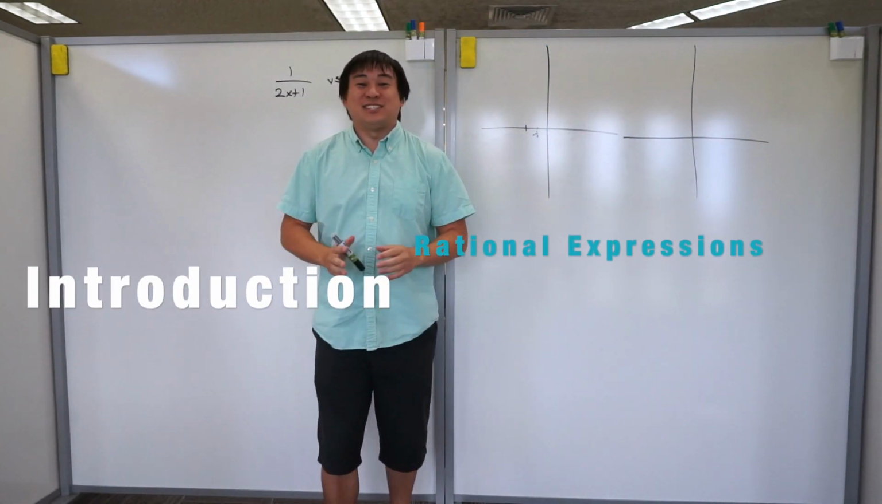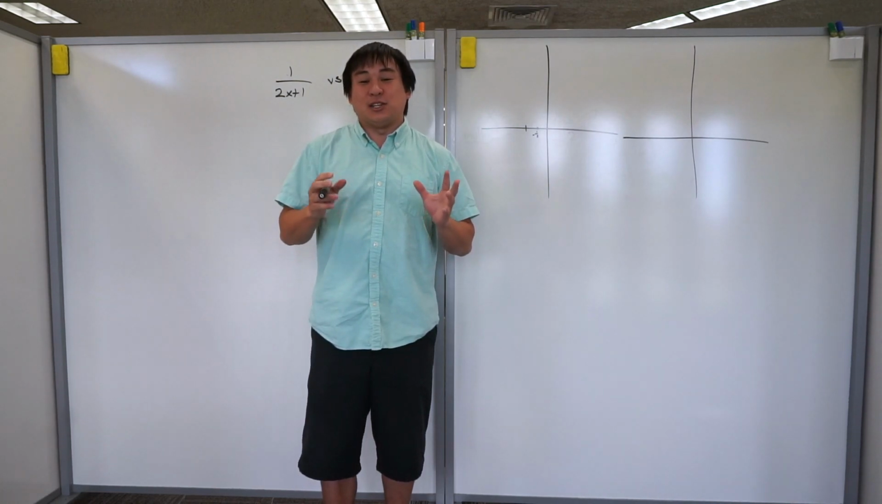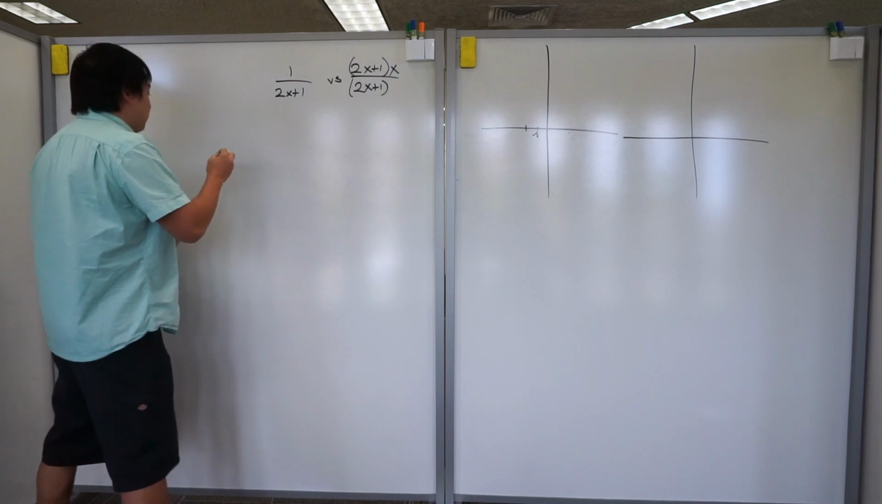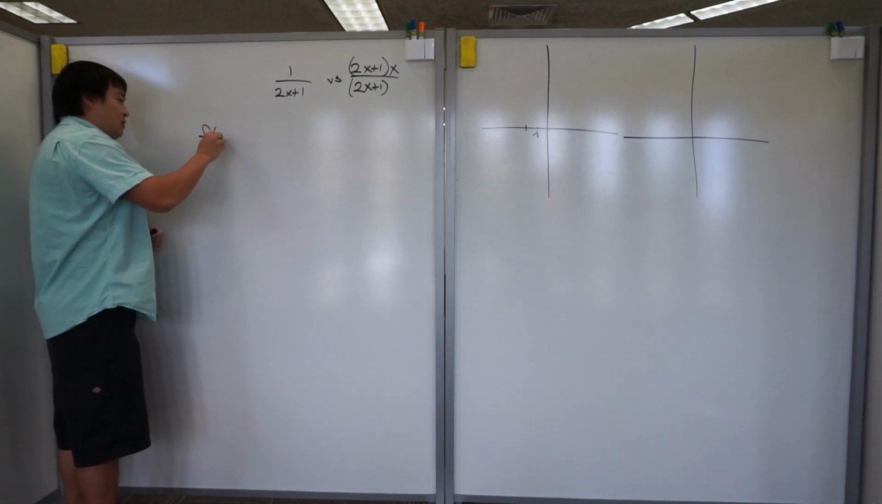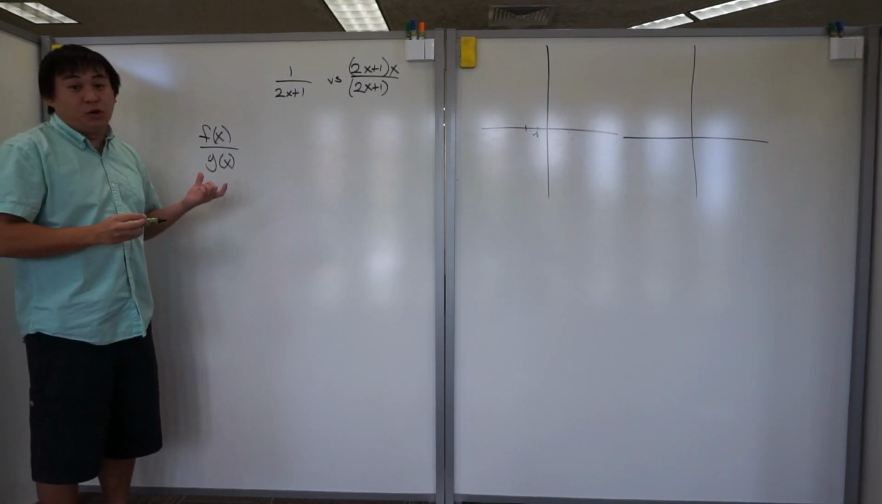Okay, so we're going to be starting a new section where we talk about rational expressions. So what we're going to be doing, right, is looking at something which is a fraction. That's what a rational is. So it looks like this, where f and g are both polynomials.